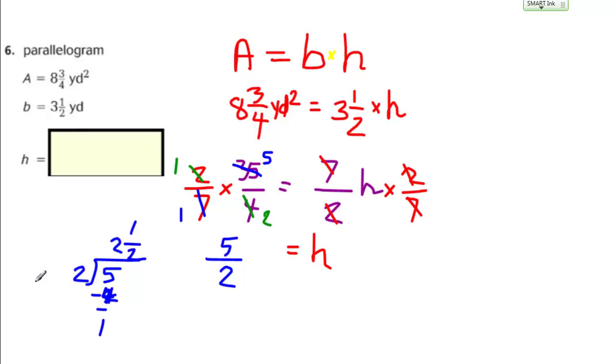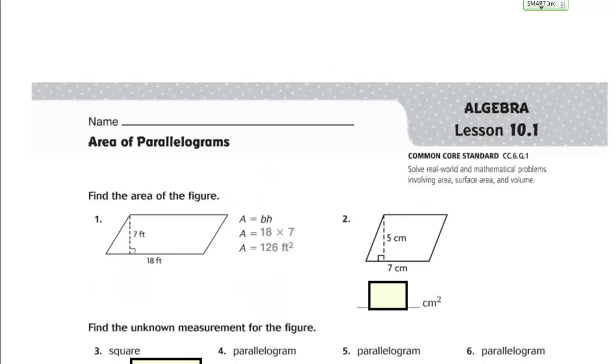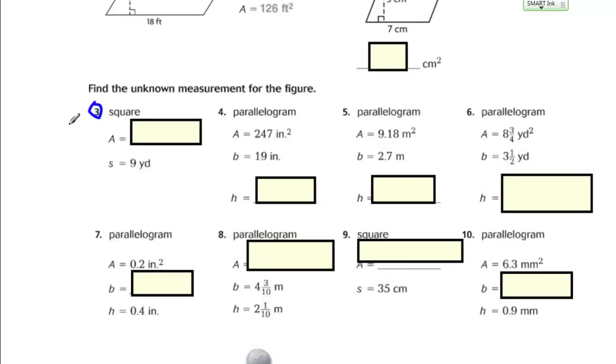2 and 1/2. All right, now let's see if we have time to maybe do another one that you might have trouble with. This one gave a few people some difficulty. Now remember, a square, the sides are congruent. So if the side is 9, that means all the sides are 9. And all you need to do is just multiply 9 times 9, and that'll give you 81 square yards for an answer.